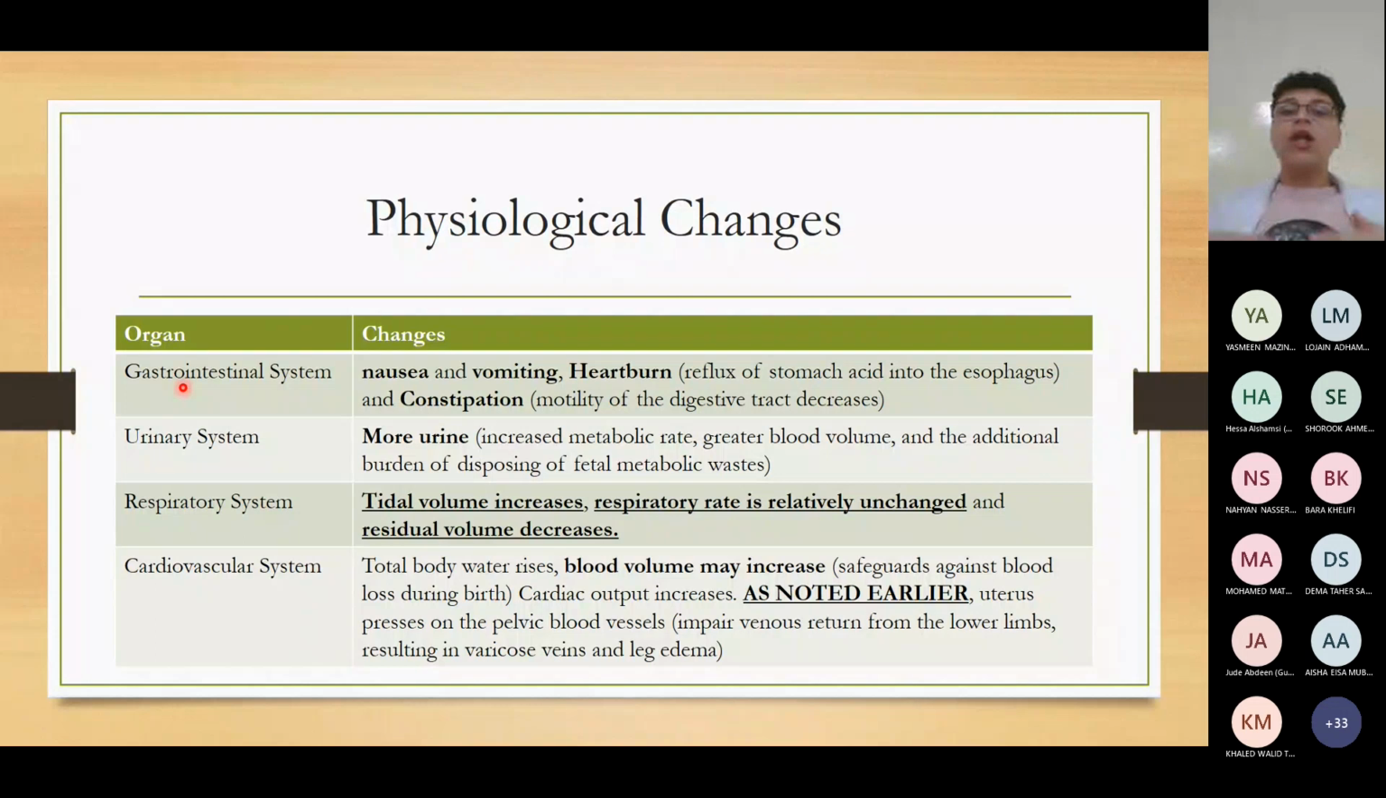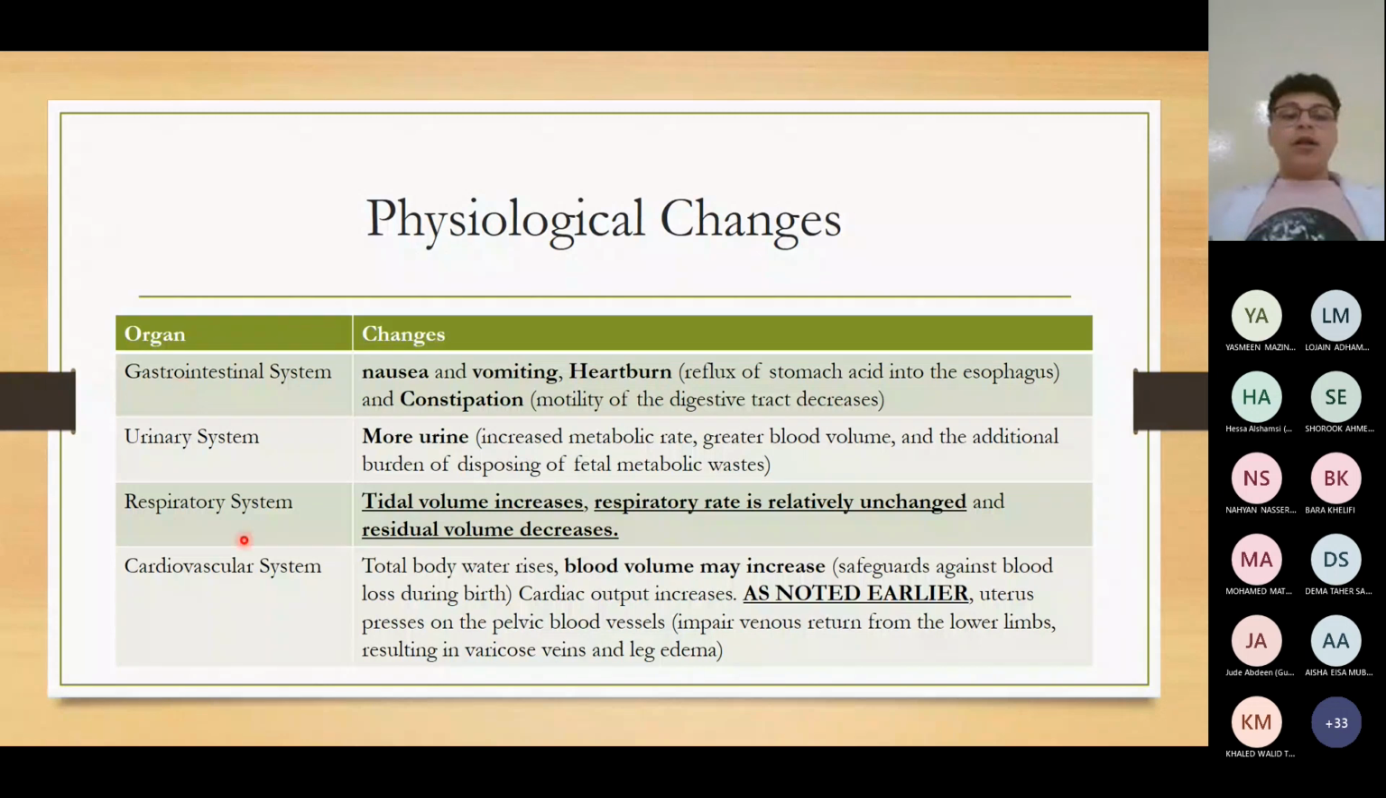Why is heartburn going to be caused? We know that in our stomach, okay, to digest food, we have hydrochloric acid. Whenever this hydrochloric acid moves up and there is a reflux of the hydrochloric acid, it's going to go to the esophagus, basically the food tube, and it's going to cause something we call heartburn. For the urinary system, we have extra waste from the fetus, so that means extra urine. And also, we said that blood is going to increase, more blood. That means more blood to filter. That means more urine also. So for your urinary system, you need to remember more urine is going to be formed.